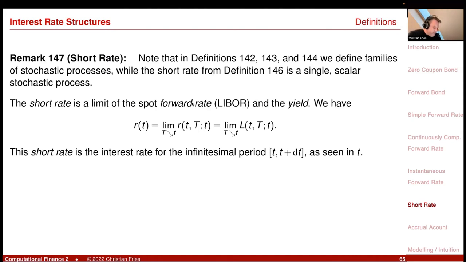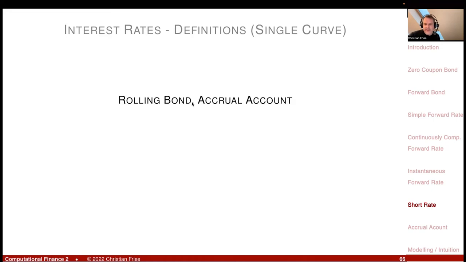Note that in the previous definitions, we defined really families of stochastic processes, so a rich structure, while the definition of the short rate here is a single scalar stochastic process. The short rate is the limit of the simple forward rate or of the yield. That does not make a difference. You will end up with the same expression. Before I give you a deeper understanding of these different rates, let me just introduce two financial products based on these interest rates, the rolling bond and the accrual account, which now really do this reinvestment strategy using stochastic interest rates that we had in our introduction.